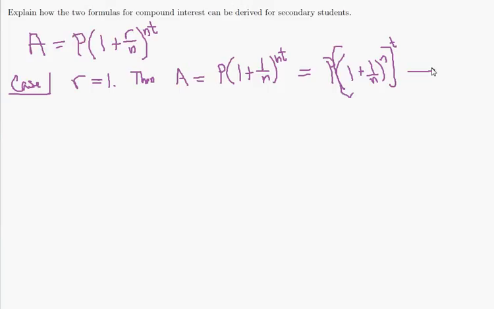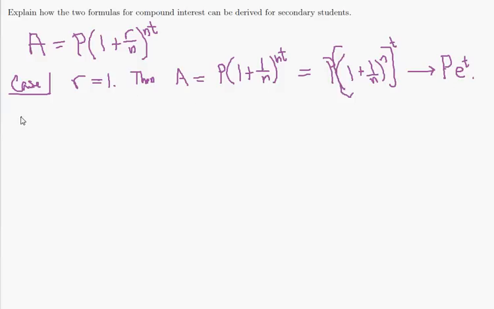So this goes to P times e to the t, because the thing in brackets goes to e. Now, that's not a formal proof. We did not prove that the thing in brackets goes to that number e. We also did not prove that the function x to the t is continuous, so that this limit occurs if (1 plus 1 over n) to the n goes to e. However, this certainly seems reasonable, and so that's our explanation for the case r equals 1.